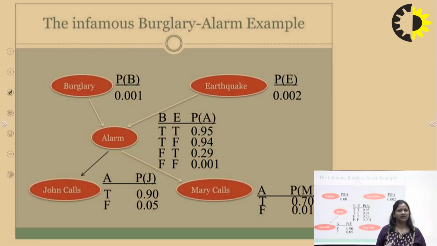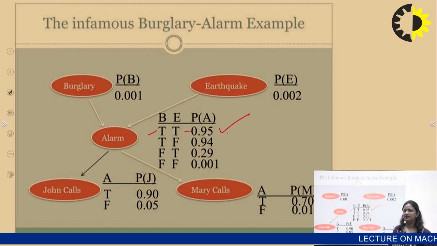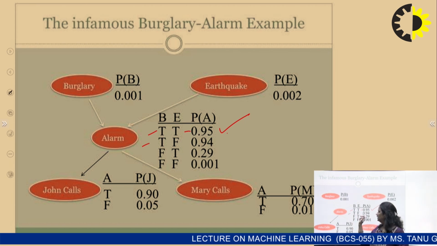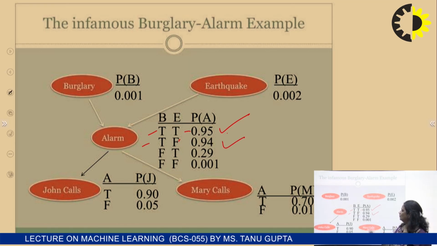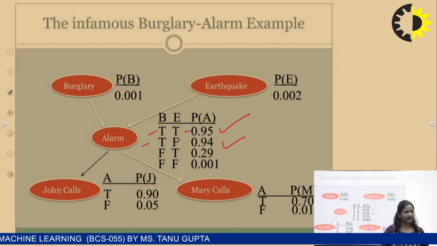There are two variables alarm depends on, so there are four combinations: when there is a burglary and earthquake, 0, 1 and 1, 1. And there is a probability of alarm. This is 0.95, which means when there is a burglary and earthquake, then the probability of alarm is 0.95. When there is a burglary but not an earthquake, then the probability of alarm is 0.94 and so on.